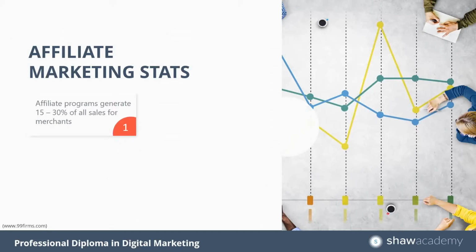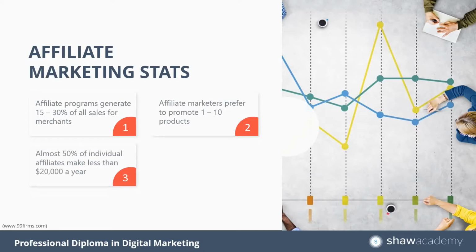Let's look at a few affiliate marketing stats before we move on. Affiliate marketing and the programs generate 15 to 30% of all sales for merchants. So it's an incredibly valuable tactic, and that is why we will be dedicating more time to it, as I said, in lesson 2 of module 3. Affiliate marketers prefer to promote 1 to 10 products at a time. Almost 50% of individual affiliates, so if someone is doing this business, let's say from home or as a side income, make less than $20,000 a year. But 12% of individual affiliates make over $75,000 a year.